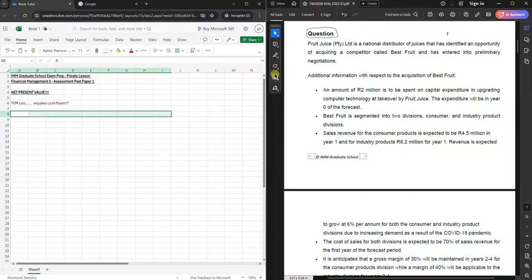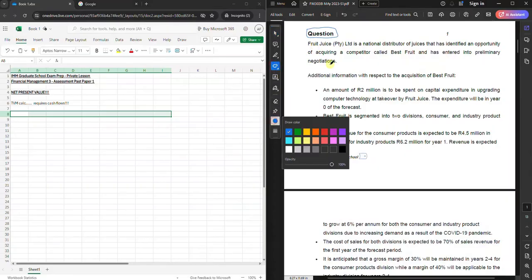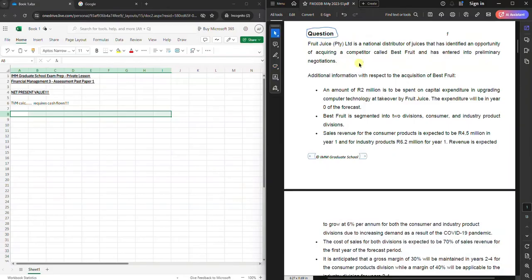Perfect. So Fruit Juice is a national distributor of juices that identified an opportunity of acquiring a competitor. So we've got Fruit Juice trying to acquire Best Fruit and has entered into preliminary negotiations. So nothing so far. Okay, so additional information just to add to that, this is an expansion decision.